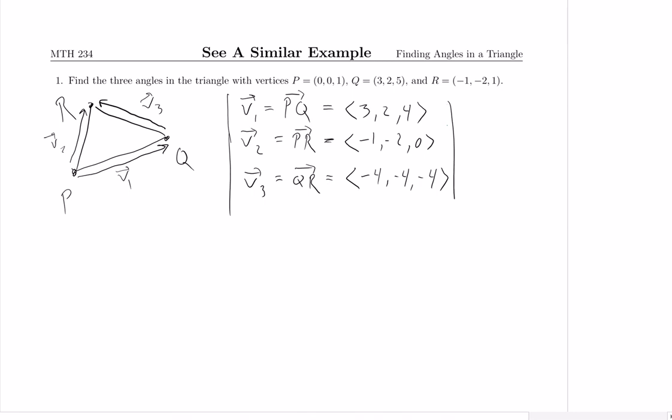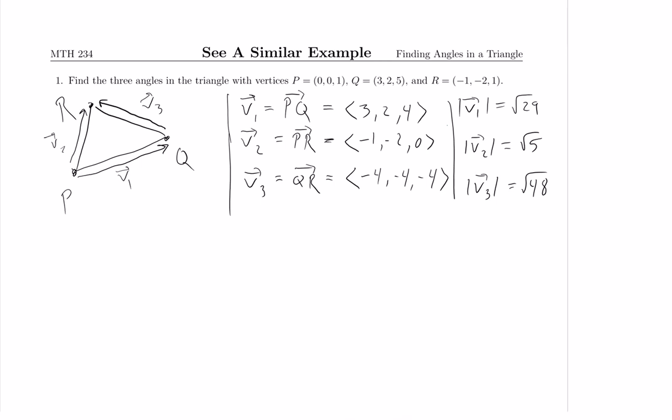And let's also, before we move on, write the lengths of these 3 vectors, so the lengths of the 3 sides of the triangle. Here, V1 we can see has length square root of 29. The length of V2 is square root of 5. And the length of V3 is square root of 48. Okay, so why did I do this? Why did I write all this out?